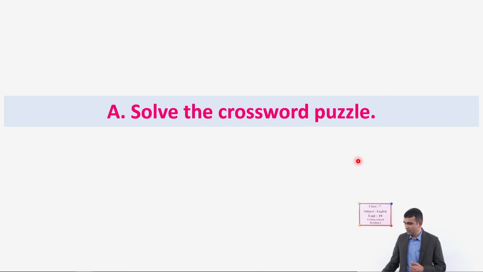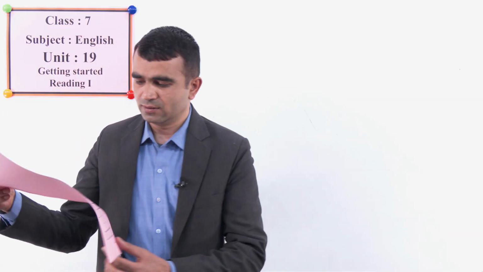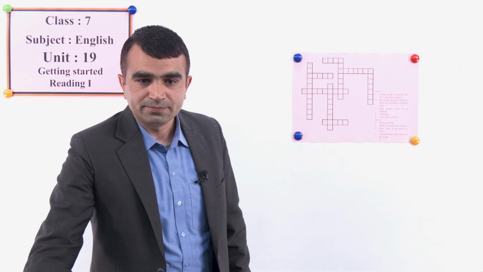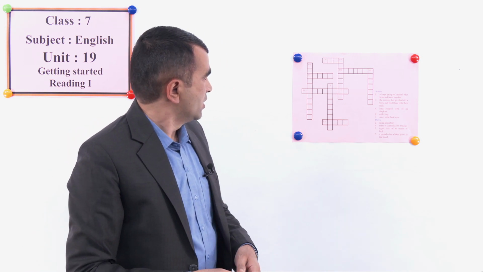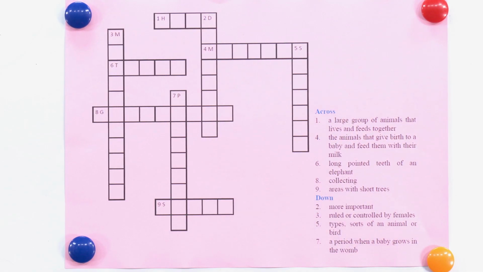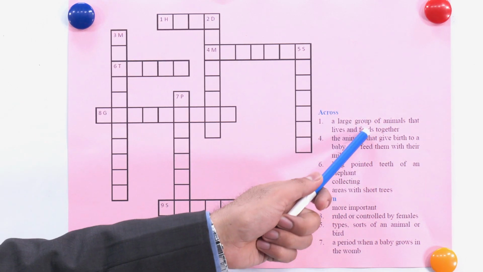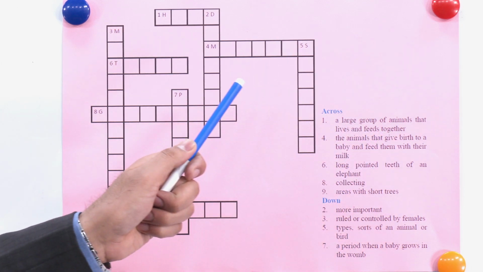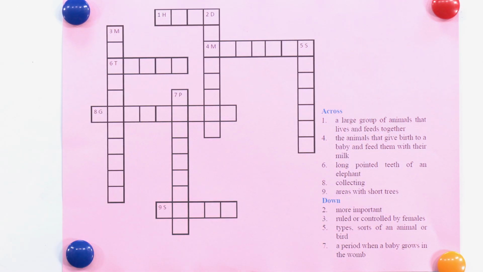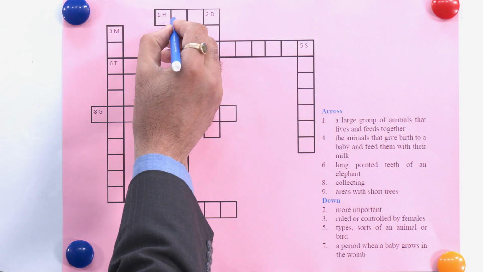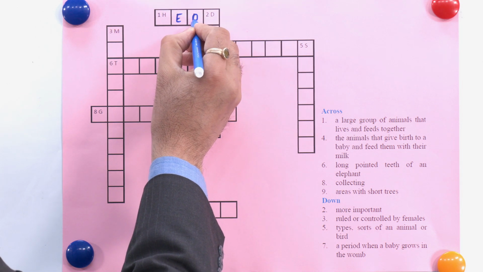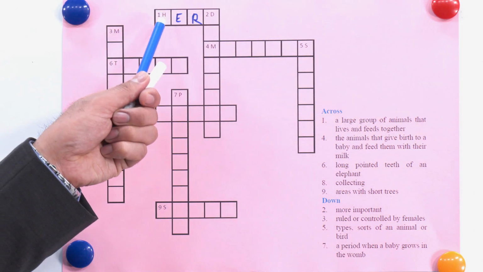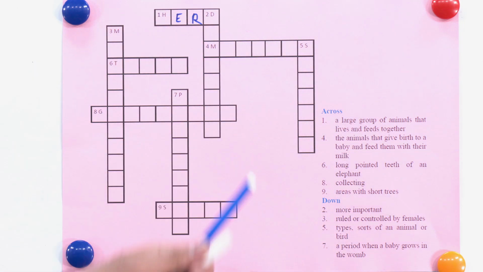First one is: solve the crossword puzzle. Now you can see in your book the crossword puzzle. Start with a large group of animals that lives and feeds together. That starts with number 1, H. What is it? Find it in the book. That is highlighted. Good. H E R D. H and D are already given.